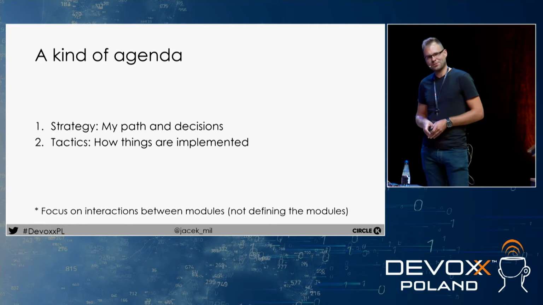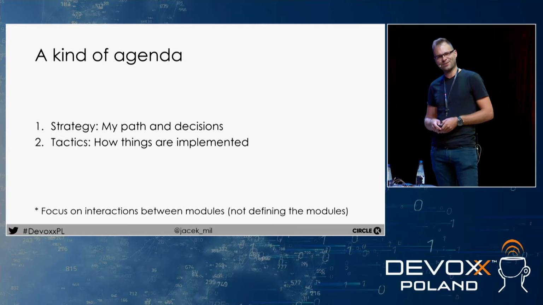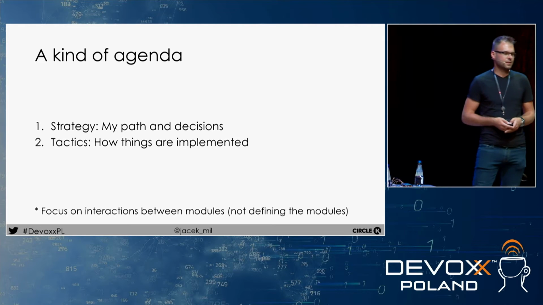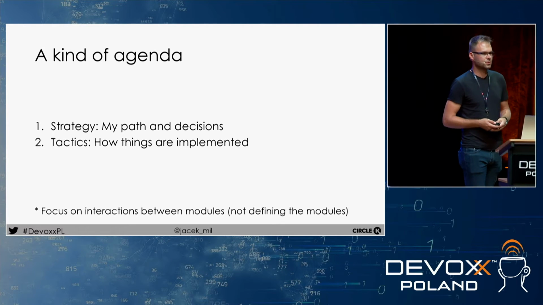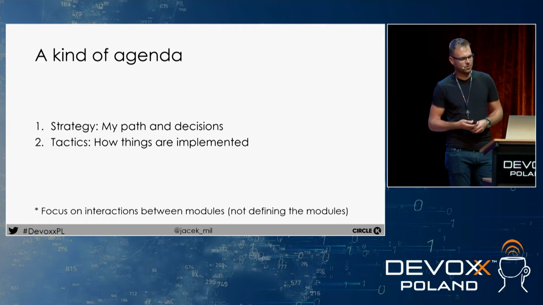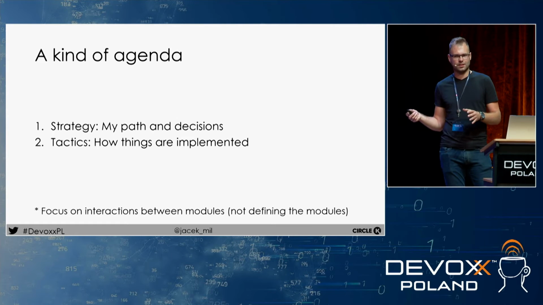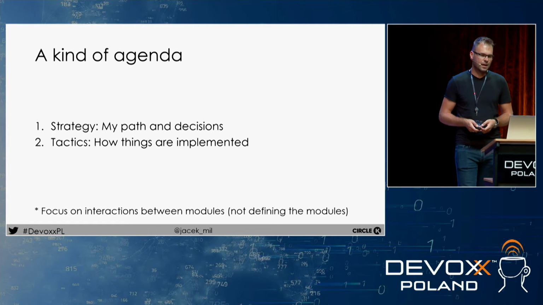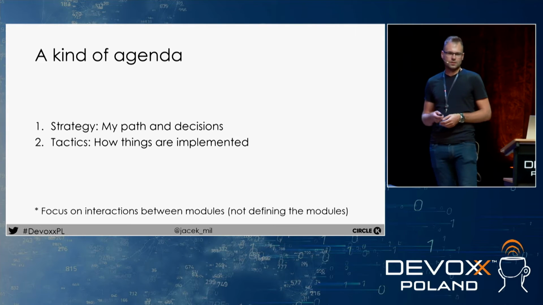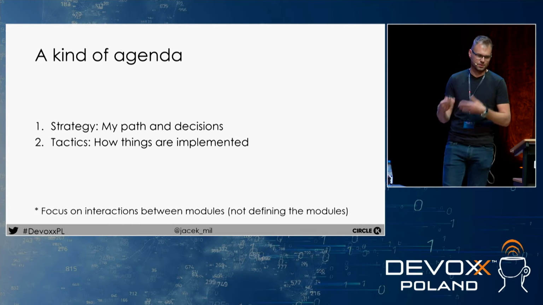The agenda consists of just 2 points, right? It's very short. The strategy: so first, how did we design this thing? What decisions did we take in a team, and what discussions did we have? And then the tactics. So how did we actually implement it? I'll be mentioning a tool, and also the process of refactoring.